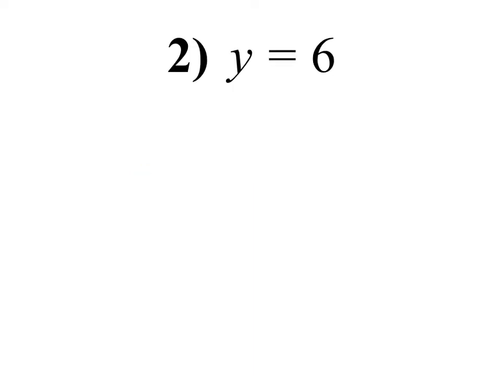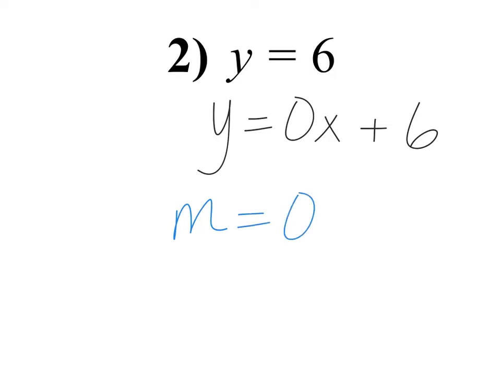I would recommend that you write this. You can rewrite this as y equals 0x plus 6. So now it might be a little bit more obvious. The slope is 0. This is a horizontal line. And the y-intercept is? Yep. Cool.